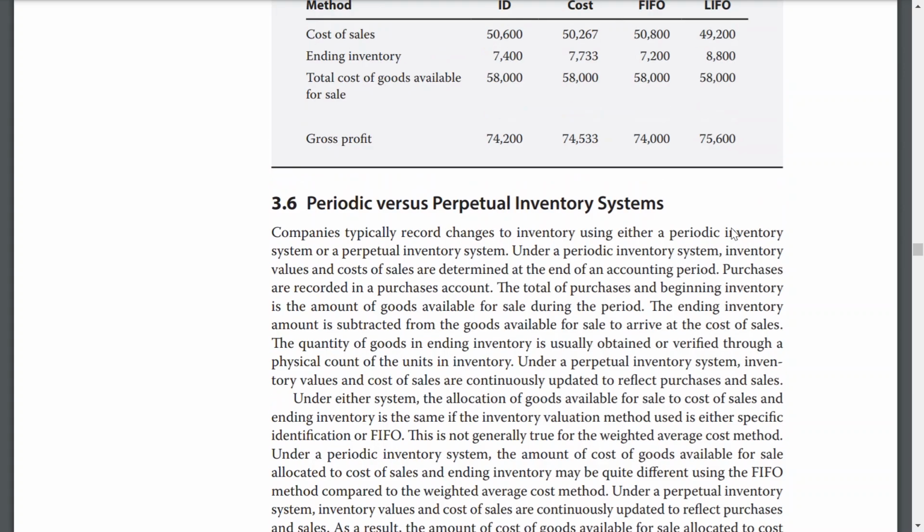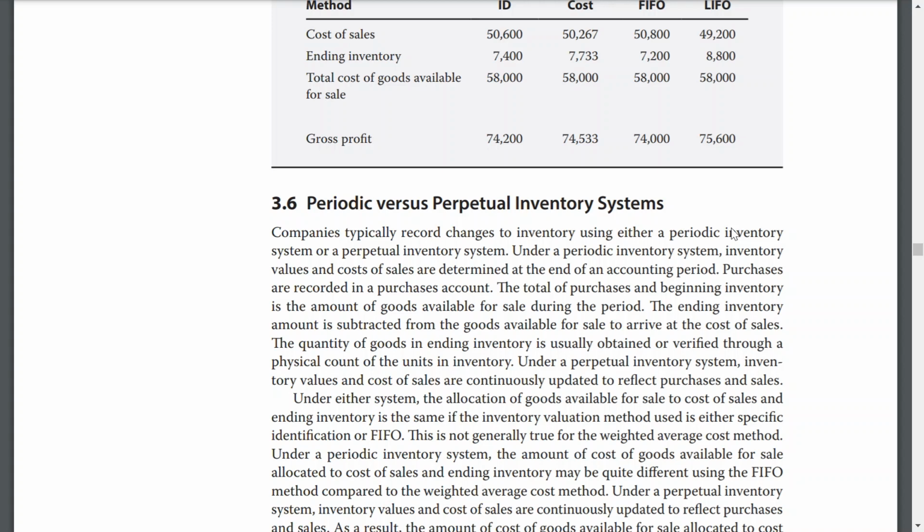Periodic versus perpetual inventory systems. Companies typically record changes in inventory using either a periodic inventory system or a perpetual inventory system. Under a periodic inventory system, inventory valuation and cost of sales are determined at the end of the accounting period. Purchases are recorded in a purchases account. The purchases account total plus beginning inventory is the amount of goods available for sale during the period. The ending inventory amount is subtracted from the goods available for sale to arrive at the cost of sales.